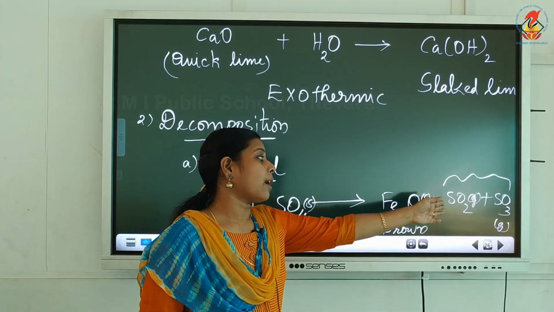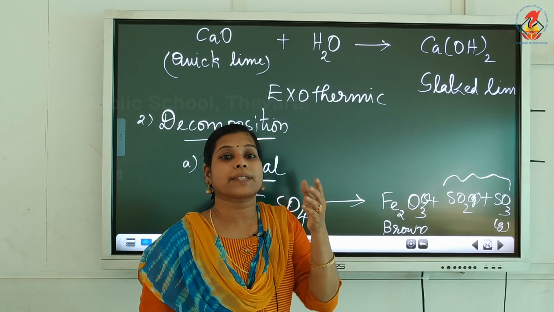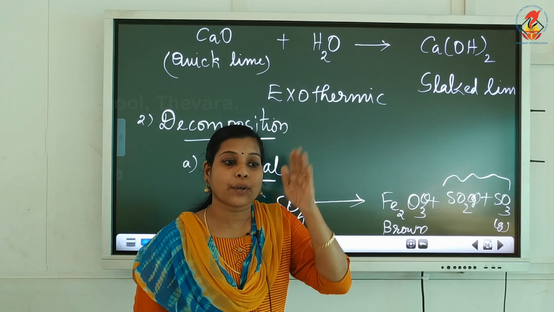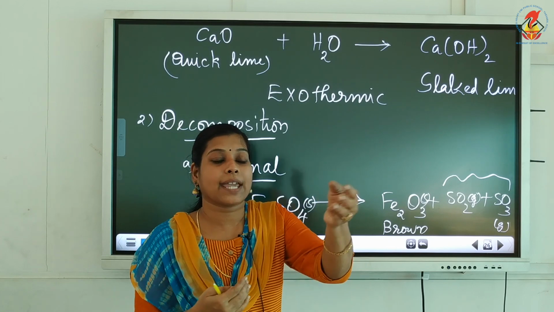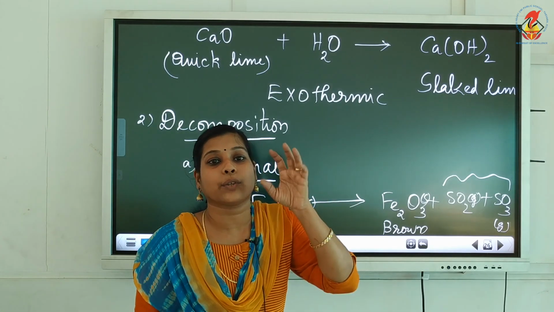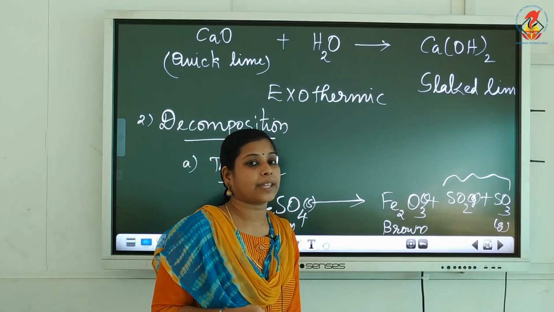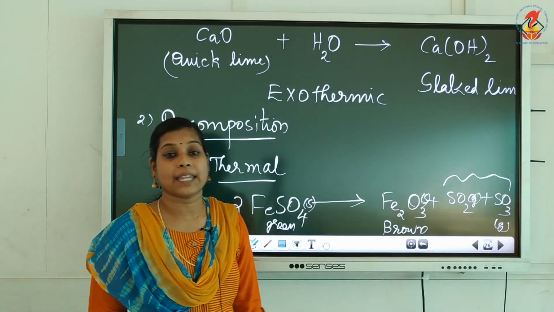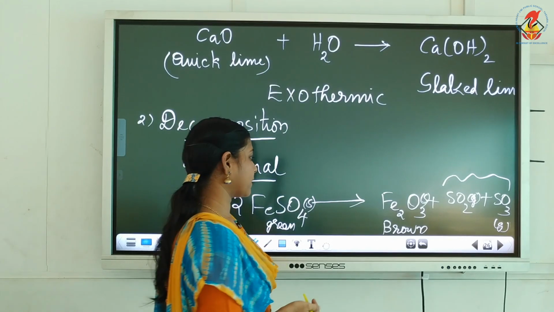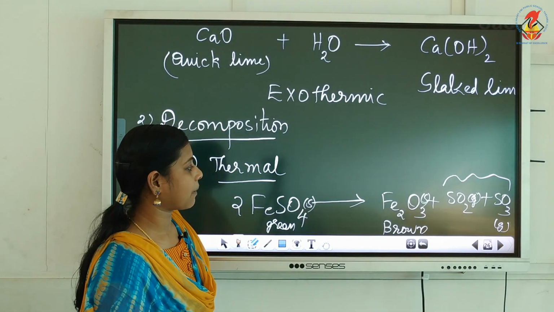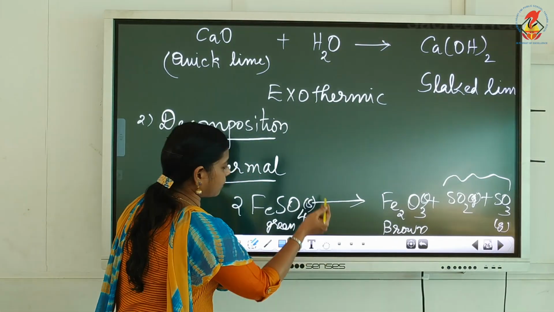And the gases will be produced there, you have to smell it. So you have to wave your hand like this to get the smell. The gas will come to your nose so that you will smell it. You can identify the pungent smelling gas, which is a mixture of sulfur dioxide and sulfur trioxide. So this is an example of a thermal decomposition.